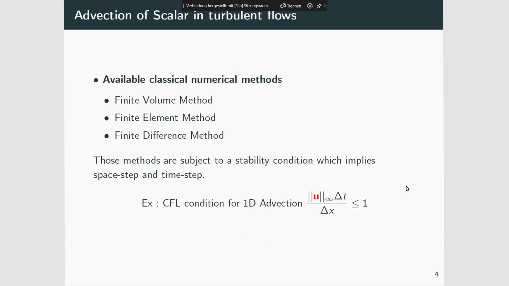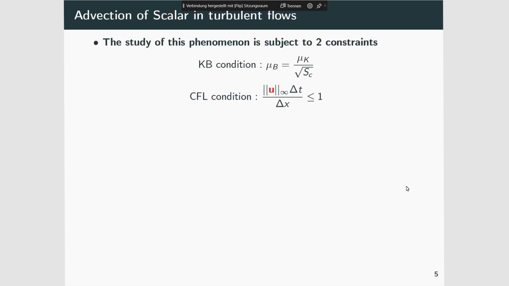If you want to deal with this problem with classical methods, you have the finite volume method, finite element method, finite difference method. The problem is that each of these methods is subject to a stability condition, which links the space step of your grid and the time step. I give here the example for the 1D convection. This problem is then subject to two constraints: a physical constraint, the Kolmogorov-Batchelor condition, and a CFL condition, which is a numerical constraint.